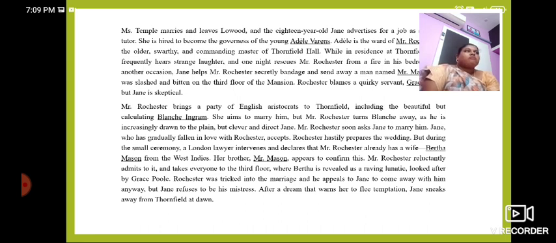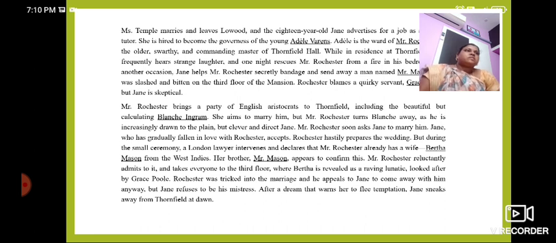Adele is the ward of Mr. Rochester, the older, swarthy, and commanding master of Thornfield Hall. While in residence at Thornfield, Jane frequently hears strange laughter and one night rescues Mr. Rochester from a fire in his bedroom. On another occasion, Jane helps Mr. Rochester secretly bandage and send away a man named Mr. Mason, who was slashed and beaten on the third floor of the mansion. Rochester blames a quirky servant, Grace Poole, but Jane is skeptical.